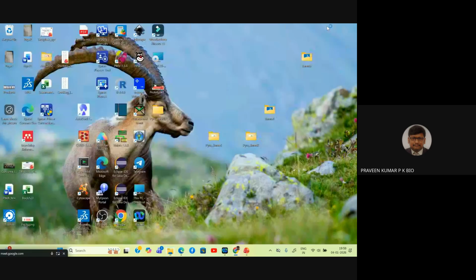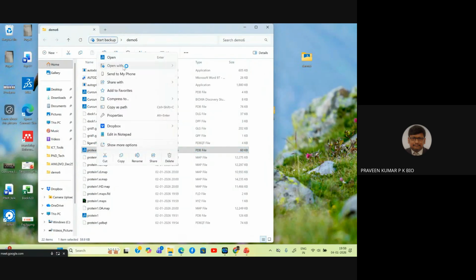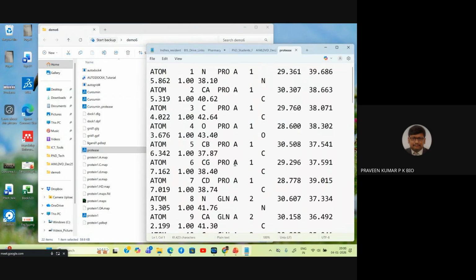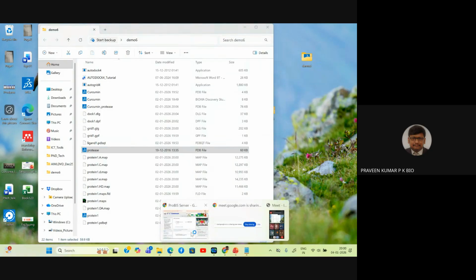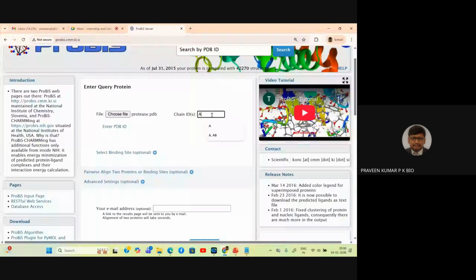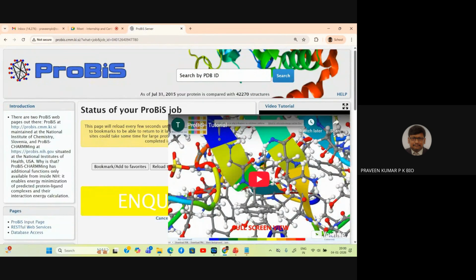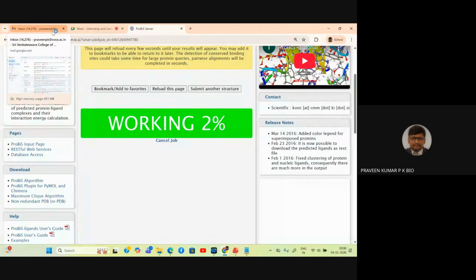So this is actually used for energy minimization. I just opened the protease in the notepad, and in the notepad you see the A chain is available. So I'm going to feed it as chain A. Whatever I fed, protein, chain A, and then I have provided my email ID and submitted the job. So it's working, 0%. It takes some time. If we get a result tomorrow in my email, I can open my email and show you the result.